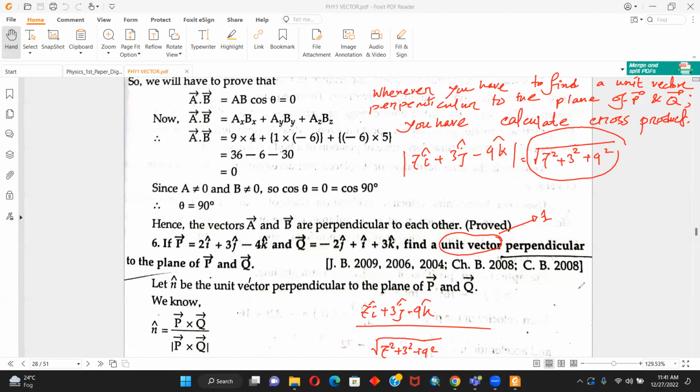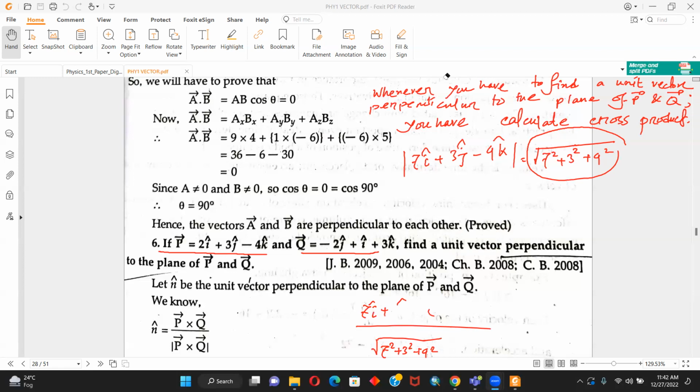Take notes maybe. Firstly, read out the question. There are two vectors given. If p vector is given, find the unit vector perpendicular to the plane of p and q vectors.